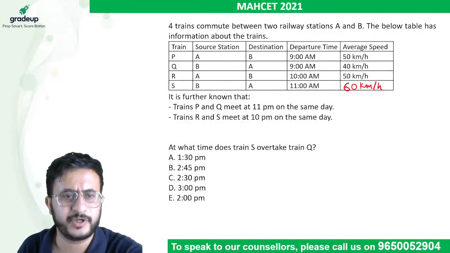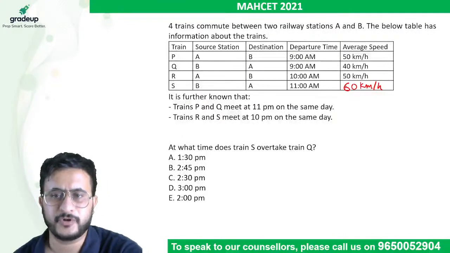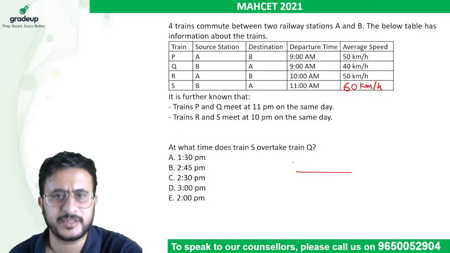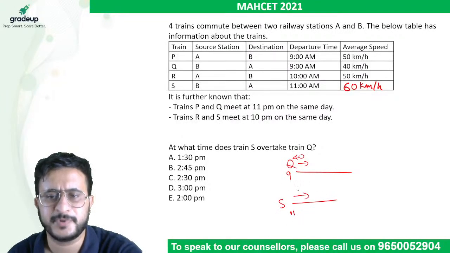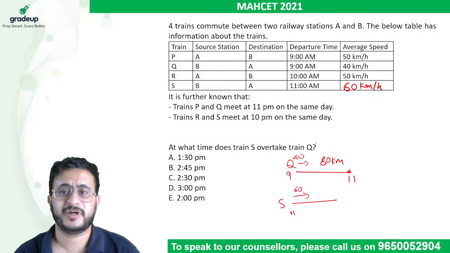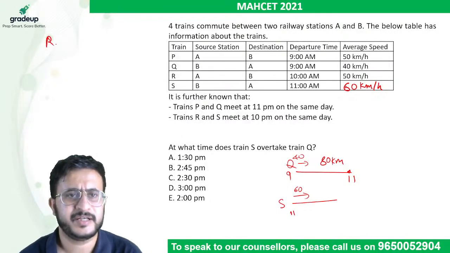If a train is overtaking another train, first of all, this is train Q, which is starting at 40 at 9 a.m. And the second train is S, which is starting at 11 a.m. with a speed of 60. Till 11 a.m., Q has moved how much? In 2 hours it will cover 80 kilometer, right? Now what is the relative speed? Relative speed is 60 minus 40. That means 20 kilometer per hour.